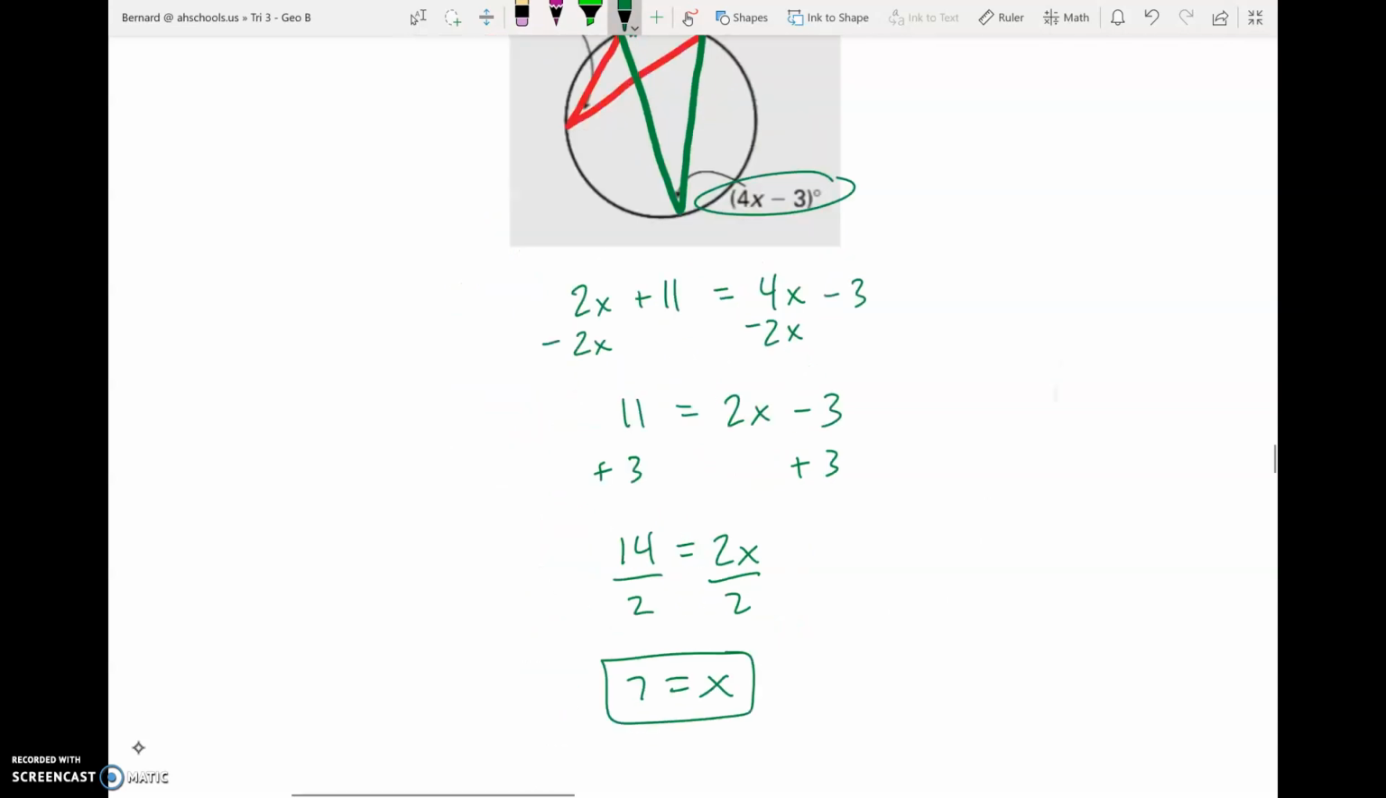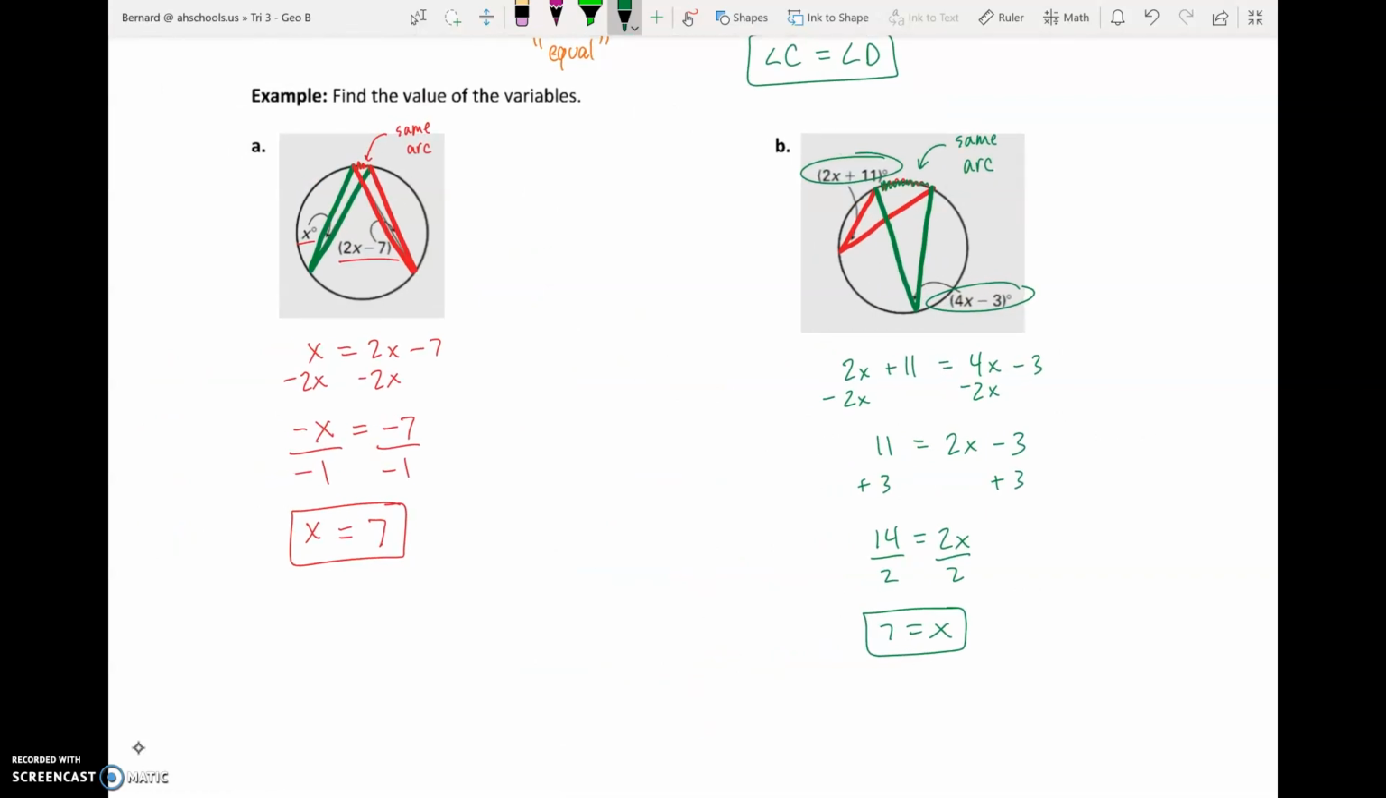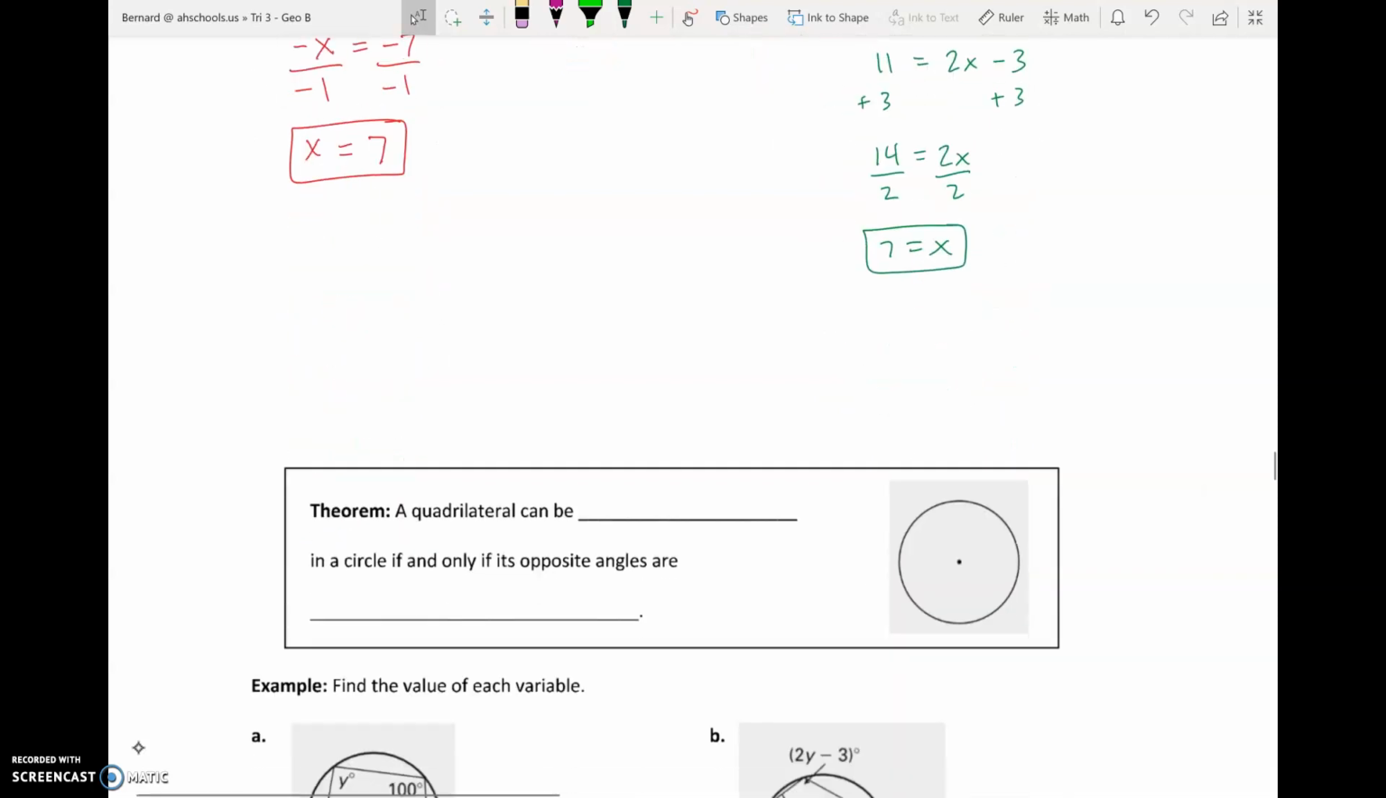So same exact answer as the other problem. Obviously different expressions, but we're doing the same thing. When your two angles that are on the edge of the circle open up to the same arc, those angles must be equal to each other. So we set them equal to each other and solve for x.